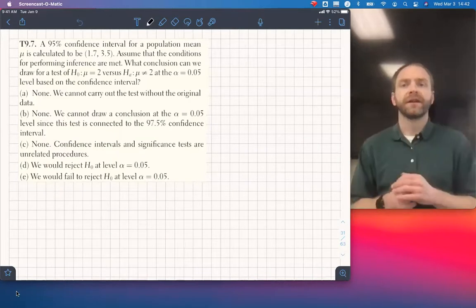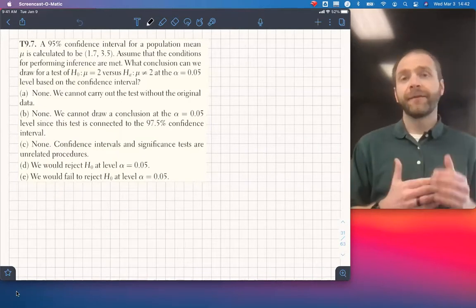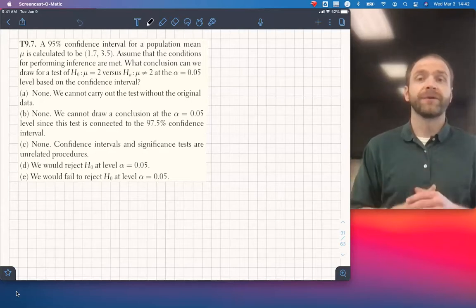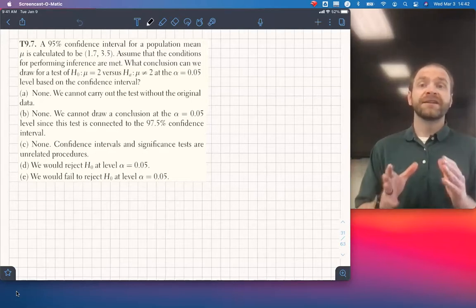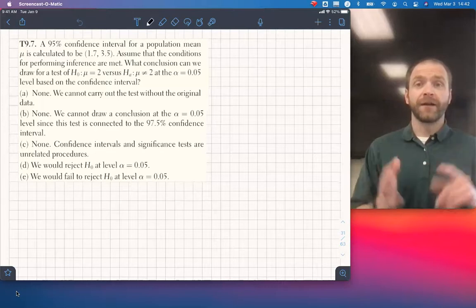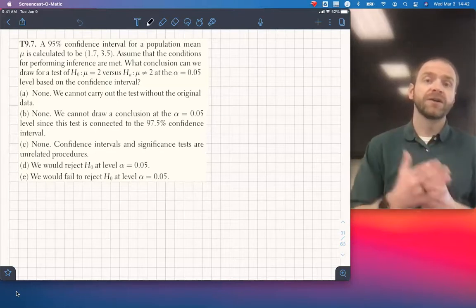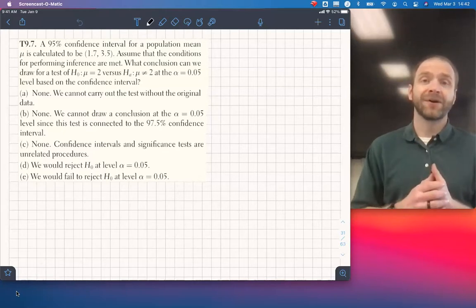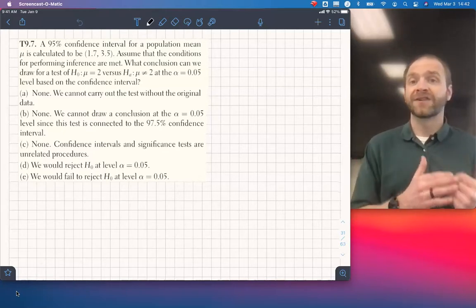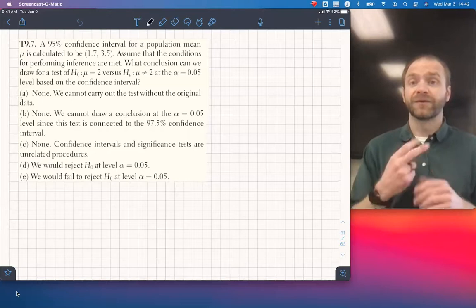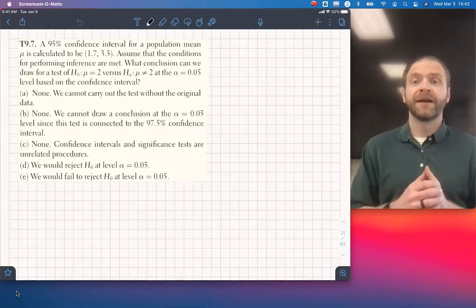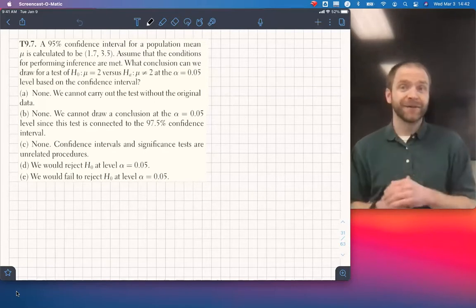So question 7, a 95% confidence interval for a population mean mu is calculated to be between 1.7 and 3.5. Assume the conditions for performing inference are met: random, normal, independent. What conclusions can we draw for a significance test that is two-tailed, H sub 0, mu equals 2 versus H sub A, mu does not equal 2, at the alpha equals 0.05 significance level, based on the confidence interval that was given to us?